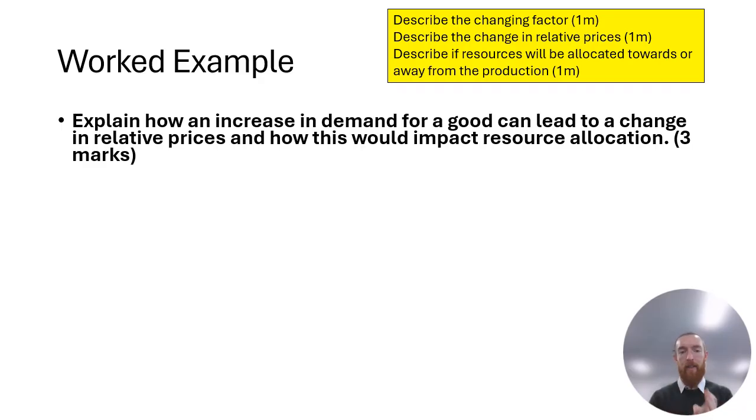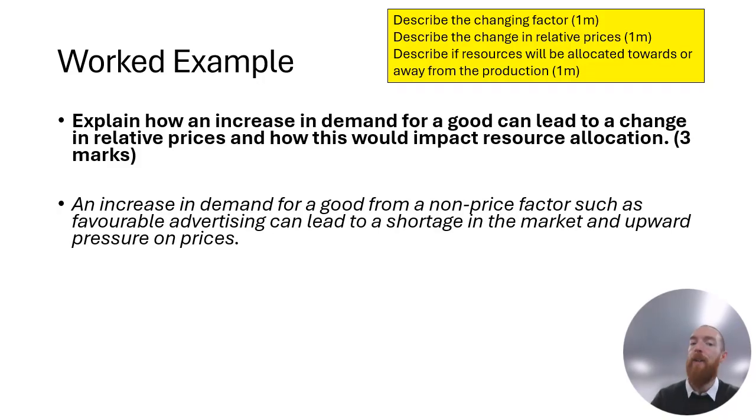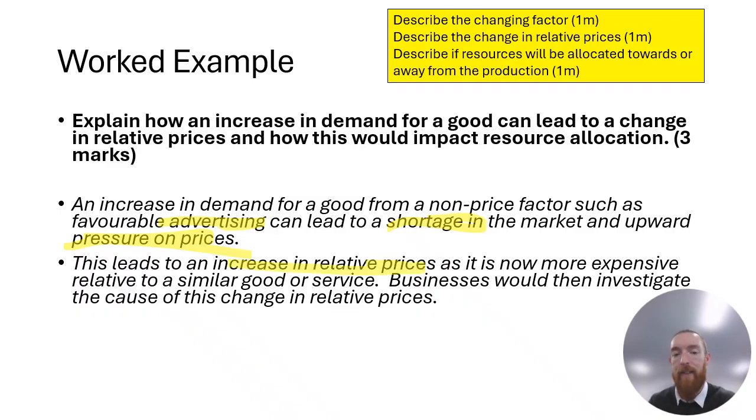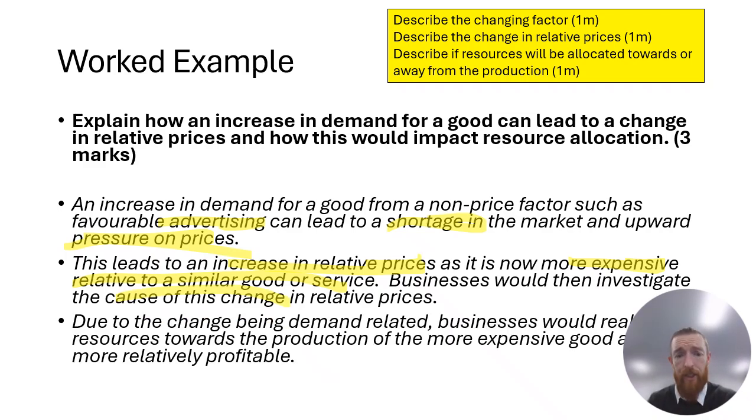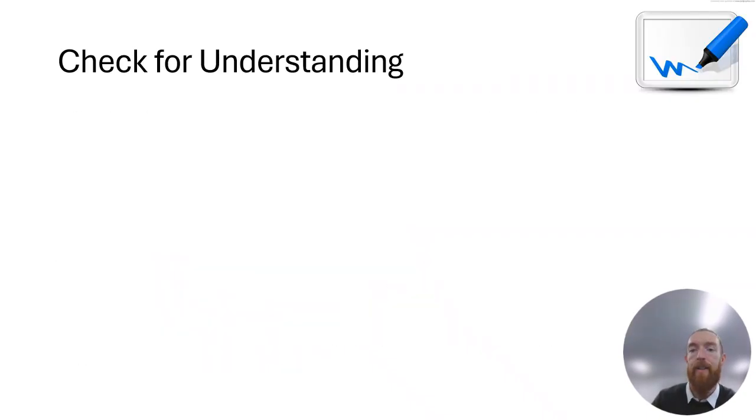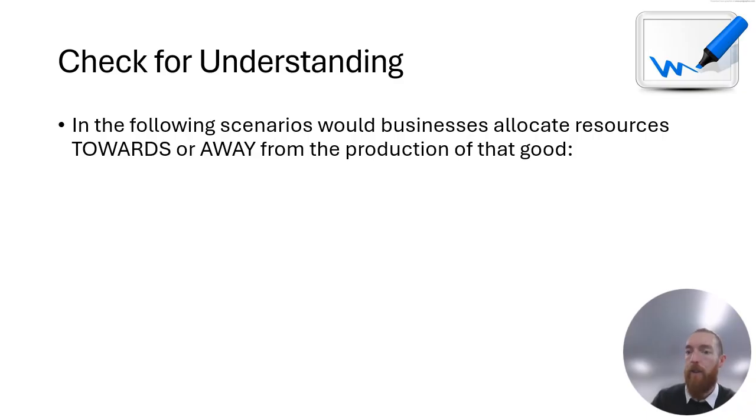Explain how an increase in demand for a good can lead to a change in relative prices and how this would impact resource allocation. First up, we need to describe a changing factor. An increase in demand for a good due to a non-price factor, such as favorable advertising, can lead to a shortage in the market and upward pressure on prices. This leads to an increase in relative prices as it's now more expensive relative to a similar good or service. Businesses would then investigate the cause of this change. Due to the change being demand related, businesses will then reallocate resources towards production as it's relatively more profitable. So that's the demand side. On the supply side, you'd have to stay away from it.